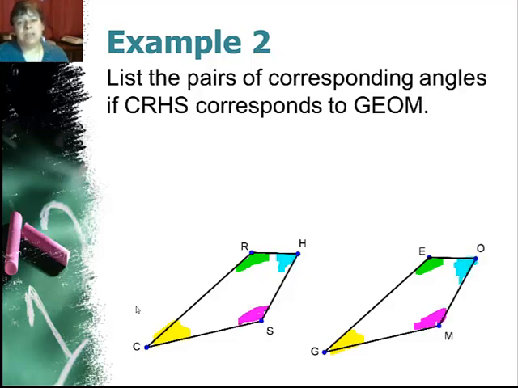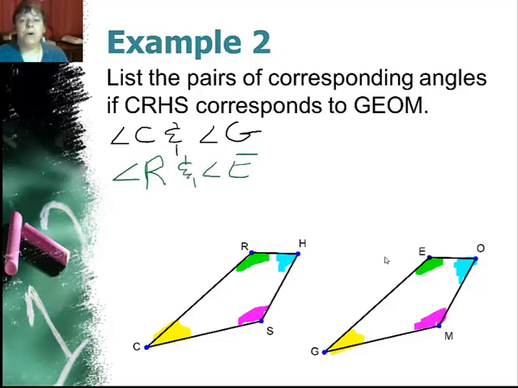Now I'm going to use the easy angle naming for this. So angle C and angle G, or I could have said angle RCS and angle EGM. Angle R and angle E. Another way to say that is angle CRH and angle GEO. Notice how you start on matching vertices. Then we have angle H and angle O and angle S and angle M.